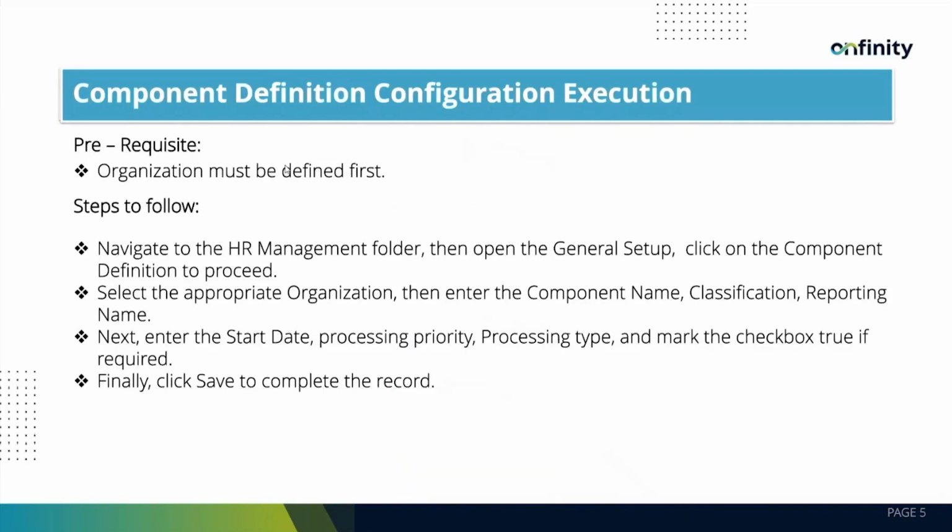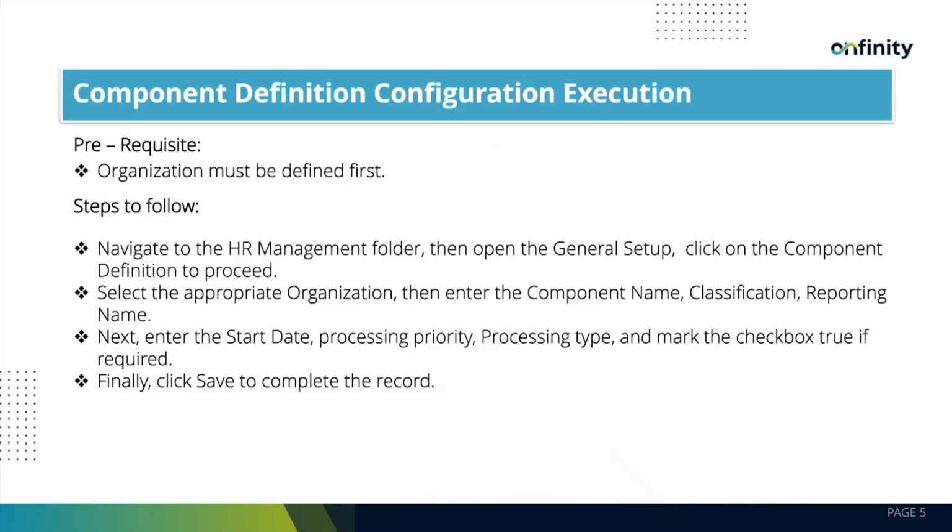First, ensure that the organization setup, input values, balance, event group, and retro component charges have already been completed before proceeding. To continue, navigate to the HR Management folder, open the General Setup, and then click on Component Definition. Select the appropriate organization, then enter the component name, classification, and reporting name. Next, enter the start date, processing priority, and processing type, and mark the checkbox True if required. Finally, click Save to complete the record.